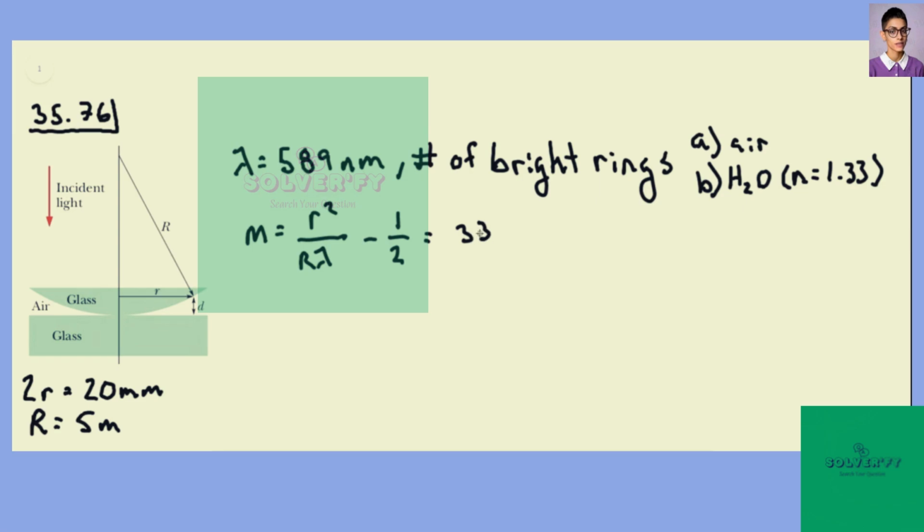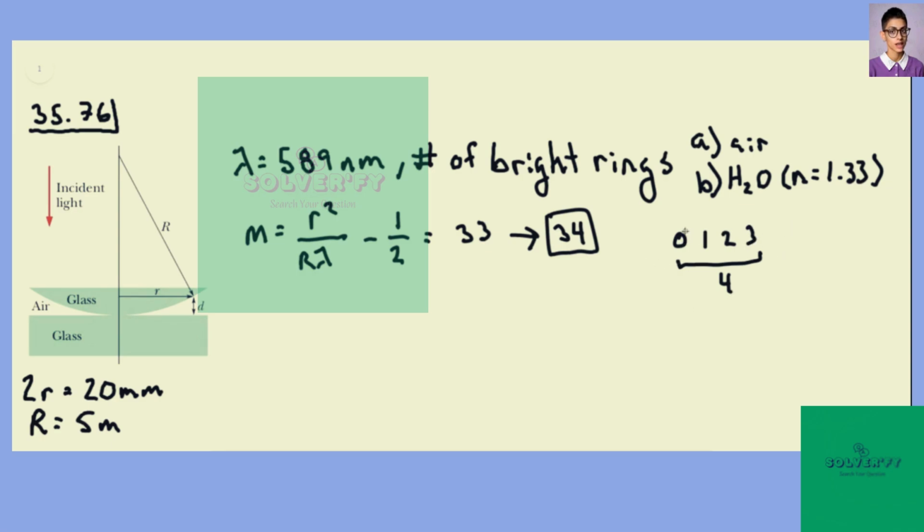So this is 33. Since the first fringe is at m equals 0, that means we have 34 fringes altogether. Because if you start counting it, 0, this is 4 things, but the last one is 3.